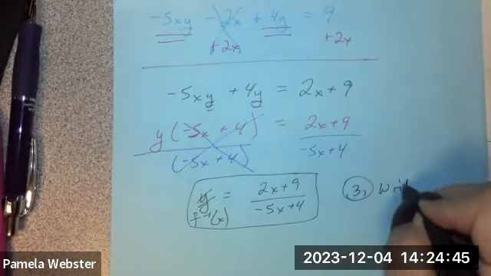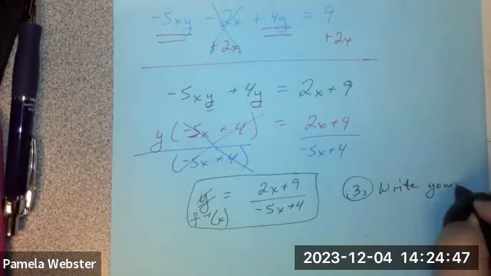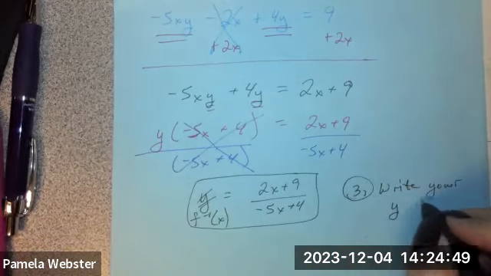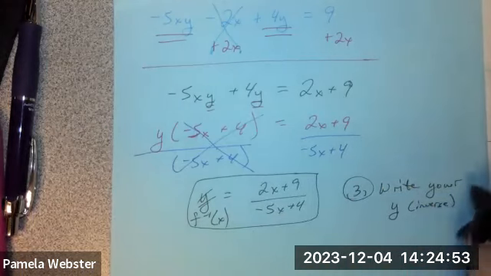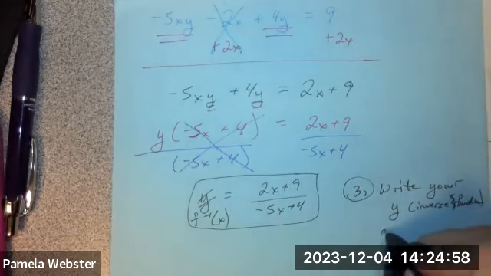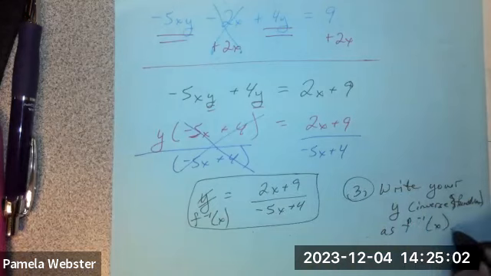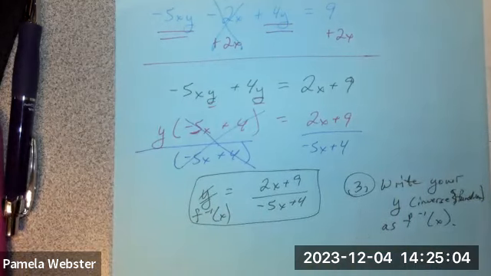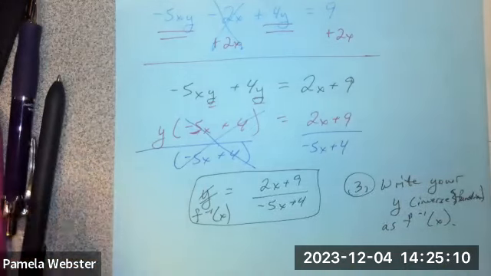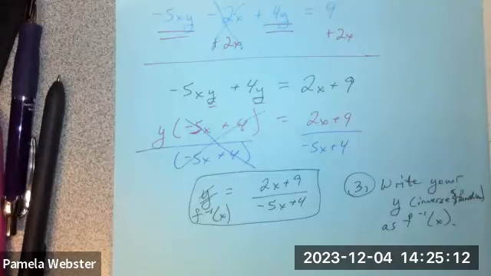write your y, your new y. This is your inverse function, I should say, as f inverse of x. So we need to substitute it back out. So that's what it looks like, and that is my inverse guy. All right.